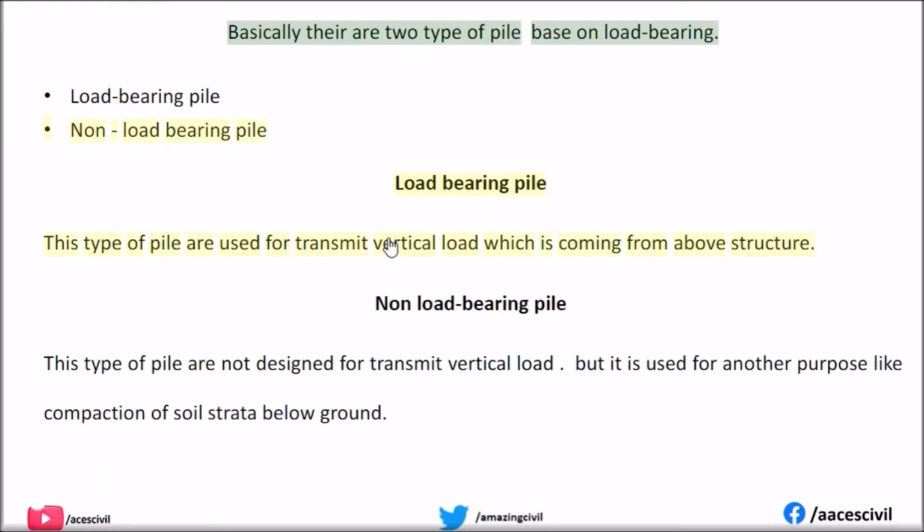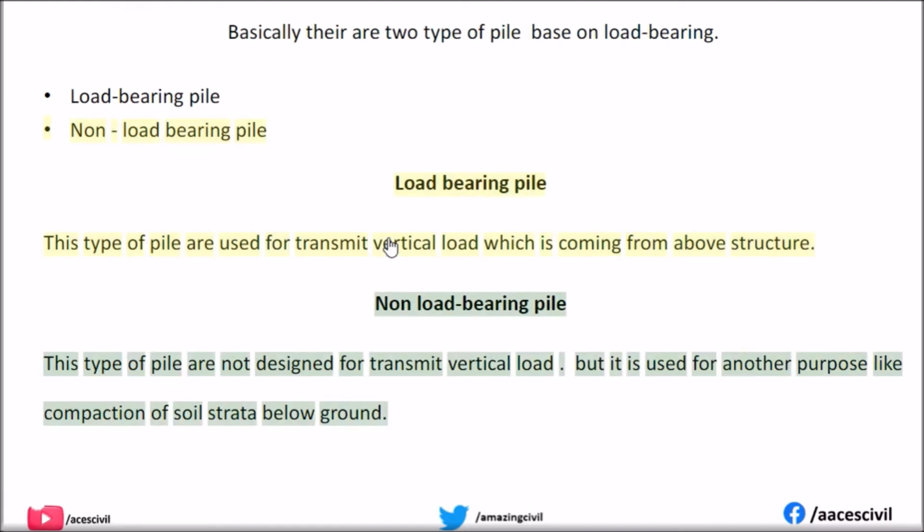Basically there are two types of pile based on load bearing: load bearing pile and non-load bearing pile. Load bearing pile: this type of pile is used to transmit vertical load which is coming from above structure. Non-load bearing pile: this type of pile is not designed to transmit vertical load, but it is used for another purpose like compaction of soil strata below ground.